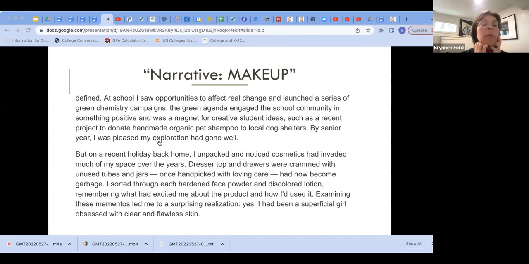But on a recent holiday back home, I unpacked and noticed cosmetics had invaded much of my space over the years. Dresser top and drawers were crammed with unused tubes and jars. Once handpicked with loving care, had now become garbage. I sorted through each hardened face powder and discolored lotion, remembering what had excited me about the product and how I'd used it. Examining these mementos led me to a surprising realization. Yes, I had been a superficial girl obsessed with clear and flawless skin.